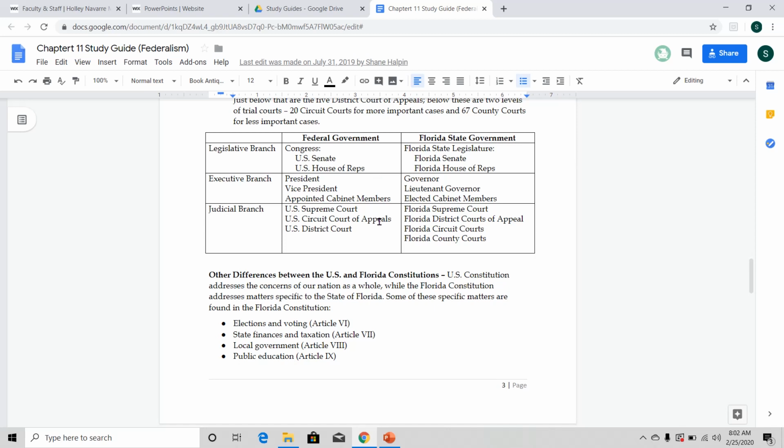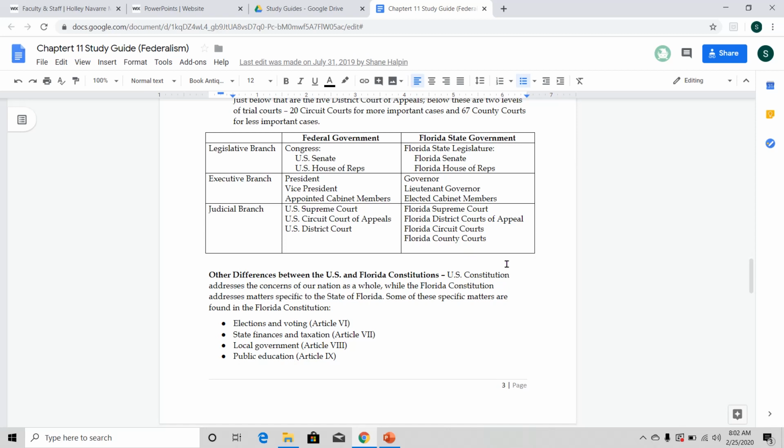Yep. And right here for executive, it's similar to what Ms. Hall is saying. You have your vice president and, of course, your president and the appointed cabinet members. On the opposite side, the governor is the equivalent of the president. However, the governor works in the state of Florida specifically, or one of the different states, of course. They work in Tallahassee versus in Washington, D.C. And then you have your lieutenant governor, the equivalent of the vice president. And you have the elected cabinet members here, just like you have appointed cabinet members here.